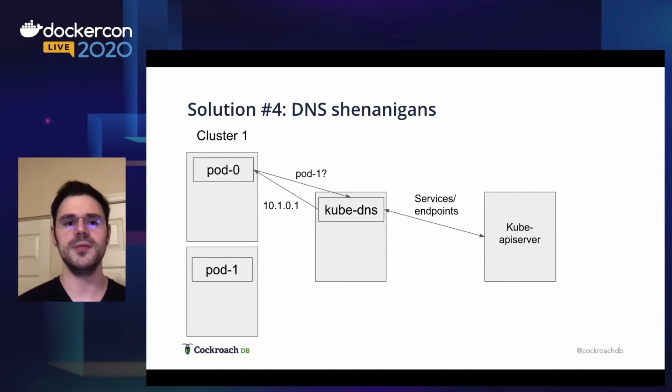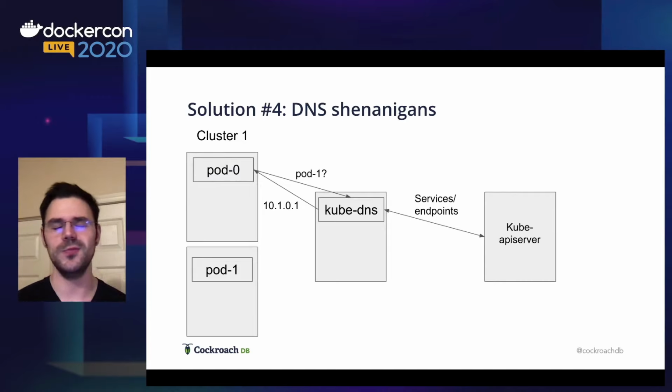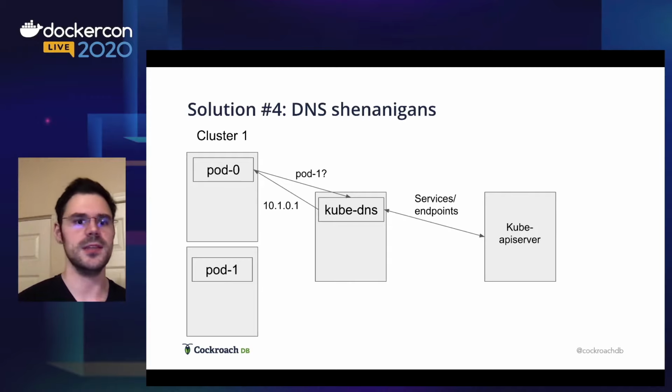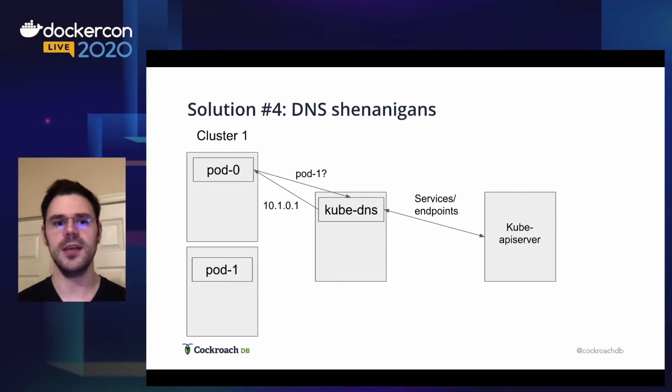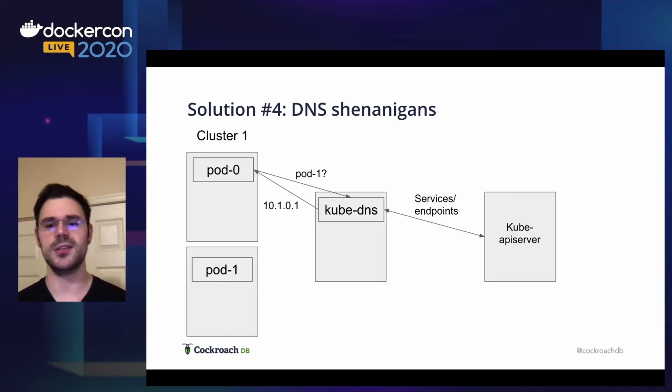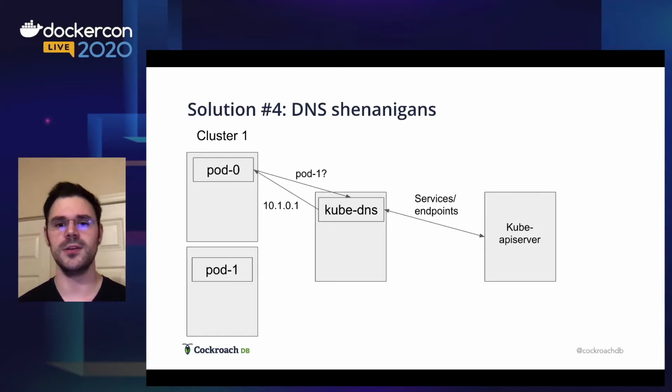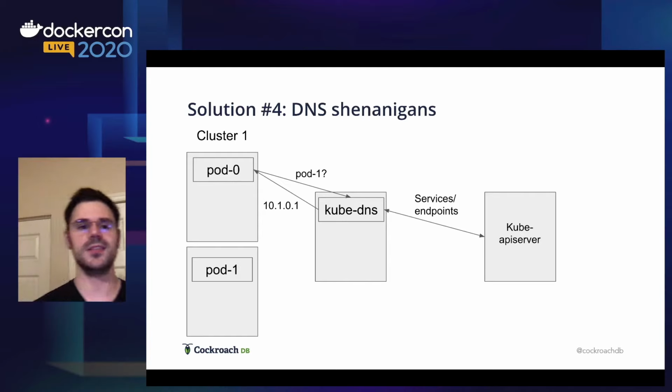And what we're going to be doing here is taking a look at Kube DNS. So the standard path for Kube DNS is that a pod will make a DNS request. It's going to go to Kube DNS. Kube DNS is going to refer to the API server, look up the services, and then send back that information to the pod.